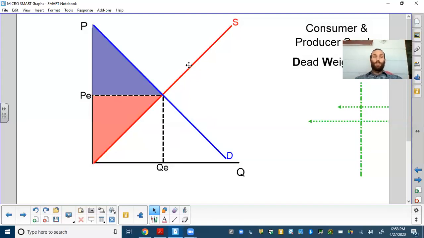Now, some producers might only be willing to accept a price of $6, but if they're only going to get $5, then they simply don't make that hamburger. Okay, so we have producer surplus and we have consumer surplus.